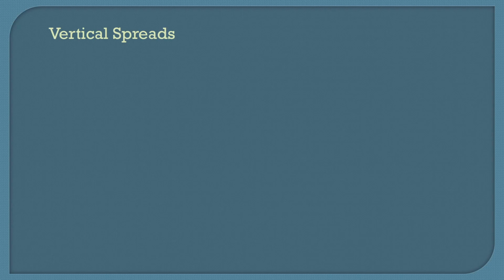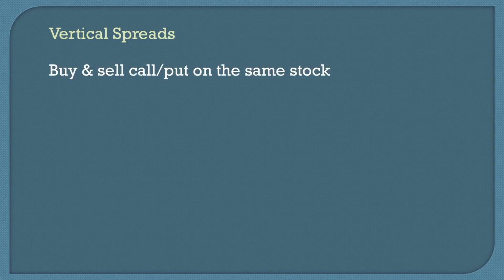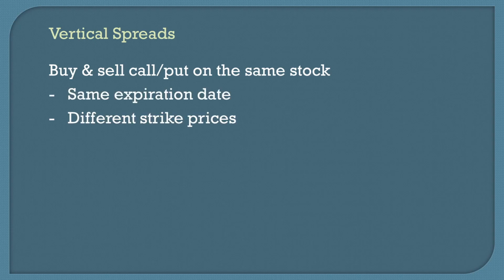Vertical spreads. A vertical spread is a strategy where you buy and sell calls or puts on a stock at the same expiration date but with different strike prices. An example of a vertical spread is a bull call spread. So what is a bull call spread and how does it work?